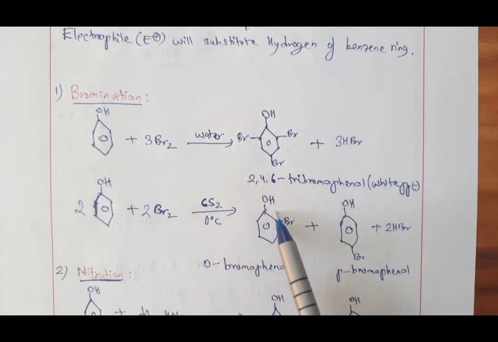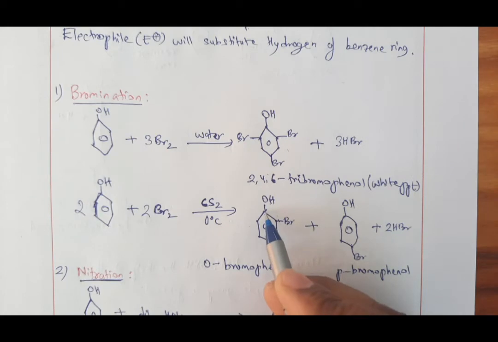In one it attacks the ortho position, in another it attacks the para position separately. The compound so formed is called, this is the ortho position, so ortho-bromophenol, and this is the para position, so para-bromophenol. But they don't have any color.